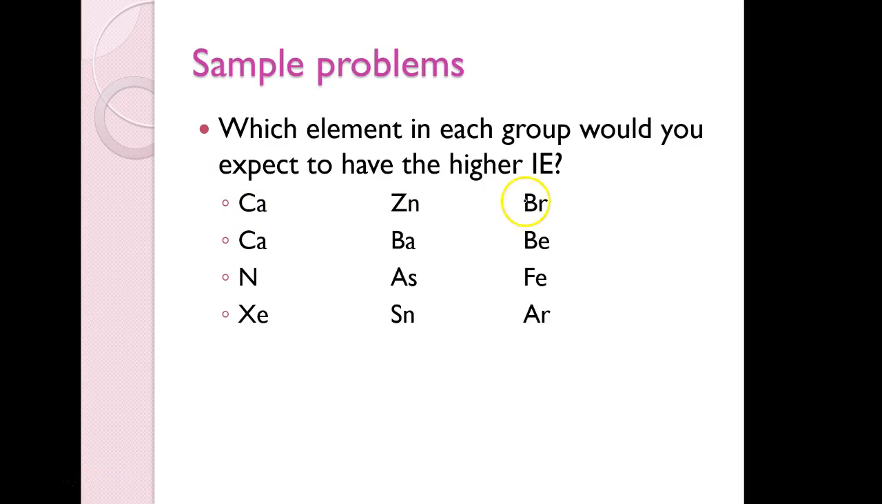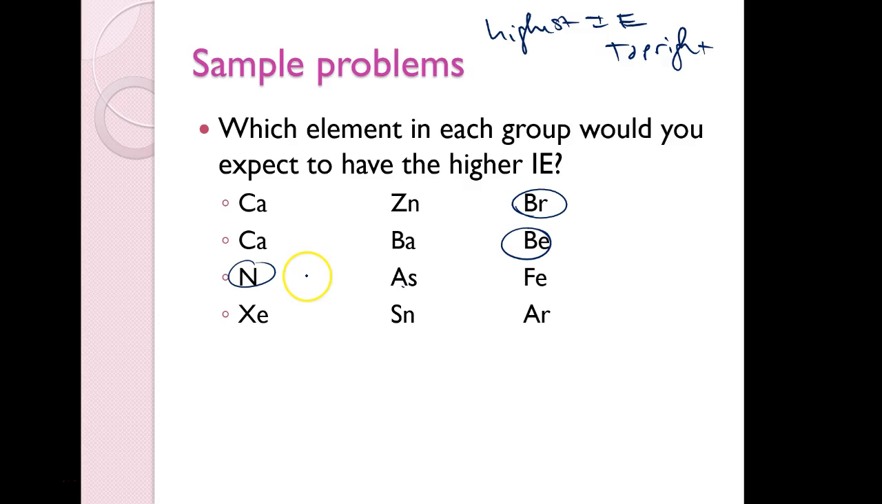So calcium, zinc, and bromine, that one's going to be higher. So it's highest, i.e. top right. Calcium, barium, beryllium, Be. N, As, and Fe, probably nitrogen. Closer to the top makes a bigger difference. Xenon, tin, and argon. Argon for sure. Okay, so the closer they are to the top right, and top makes a bigger difference than right makes a difference.